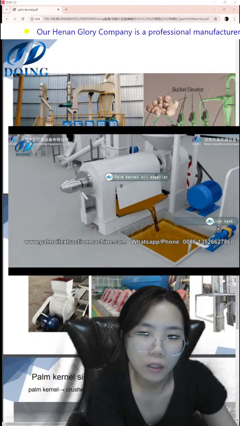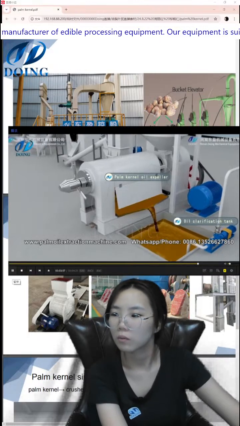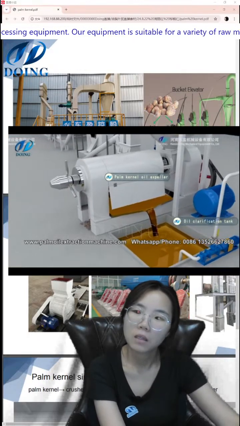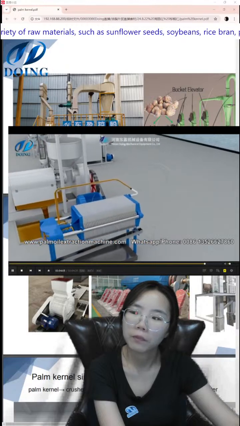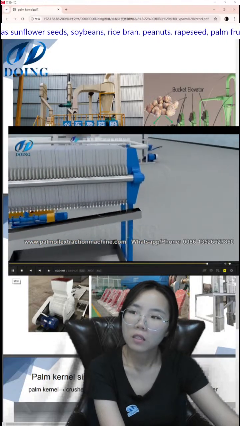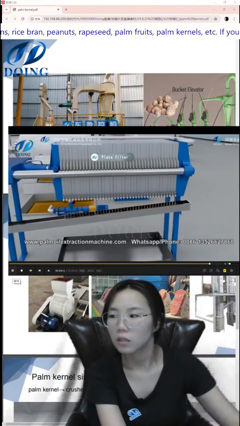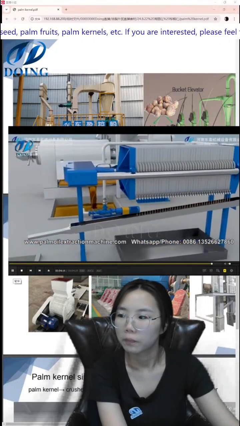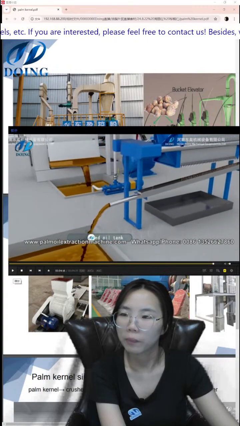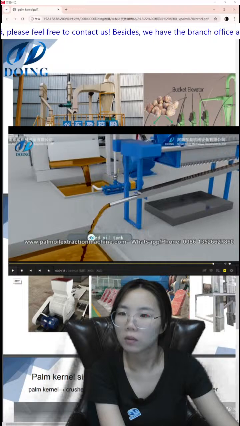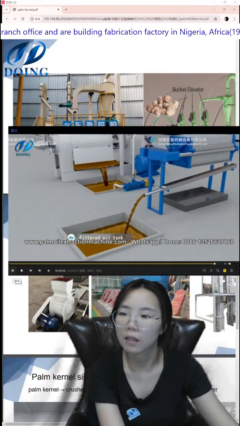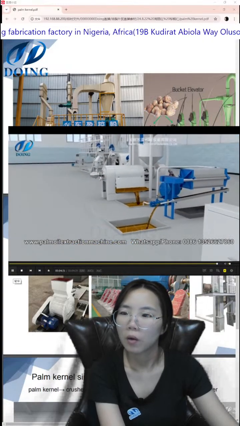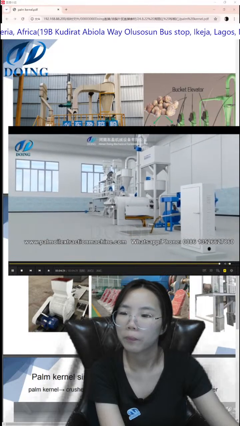The pressed crude oil is pumped into the filter. We can see this video. This is the oil pump. So the oil pump carries the oil into the filter, and this filter can remove the water and impurities in the crude oil. With this machine we can get the clean palm kernel oil, and this is all the production.